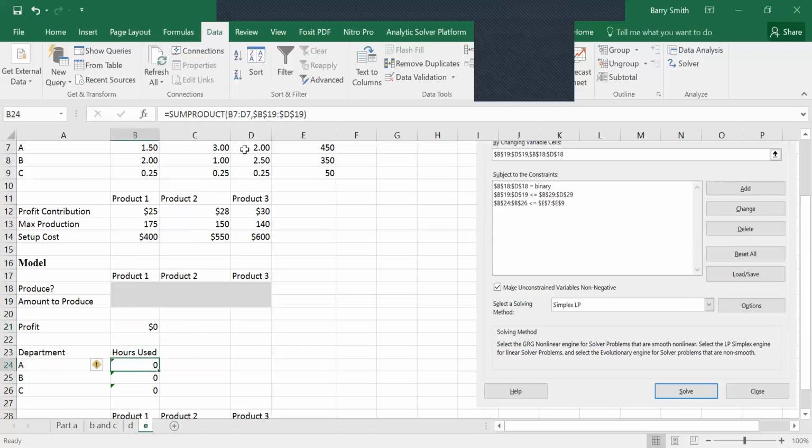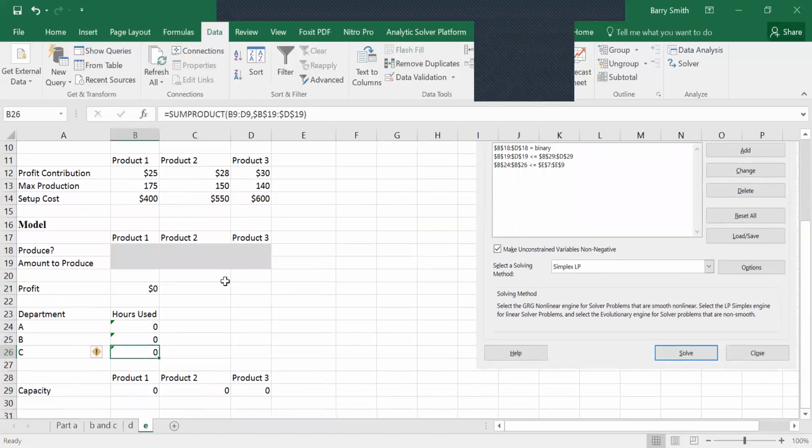Hours used, it's going to be basically the same thing. It's going to be this item here times the amount to produce. So it's 1.5 per unit, and if we produce or not the B19, say 5 units or 10 units and 7 units, then we take that times the appropriate values up here. Same thing here, except now we're doing the department B, and then here we're just doing department C.